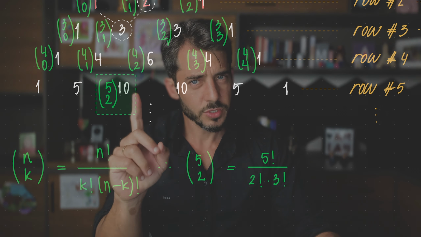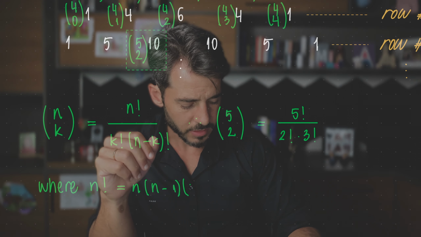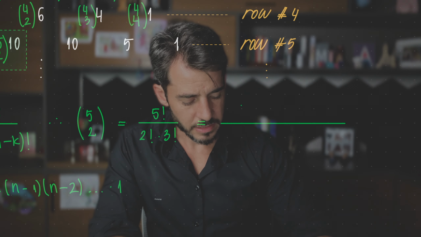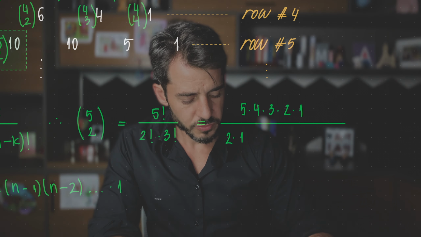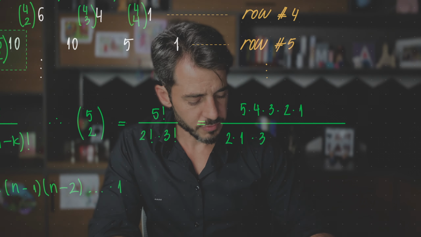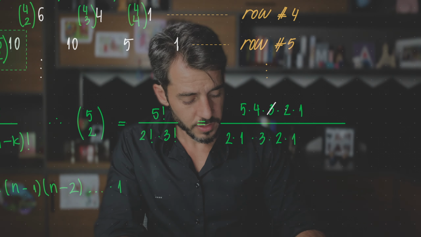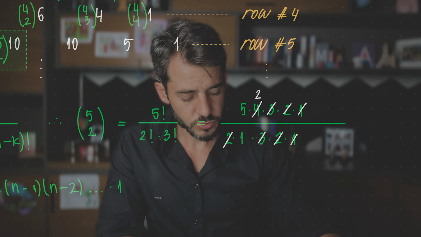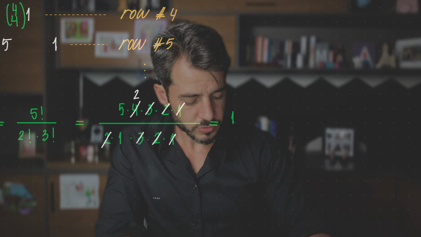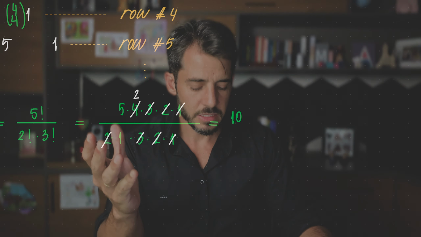Now, what is a factorial again? n factorial means n times n minus 1 times n minus 2 all the way to times 1, which means that this is 5 times 4 times 3 times 2 times 1. 2 factorial is 2 times 1, and 3 factorial is 3 times 2 times 1. We can cross out a few numbers here. We can simplify the 4 with the 2, which becomes a 2, and everything is reduced to 10. 10 is the result.